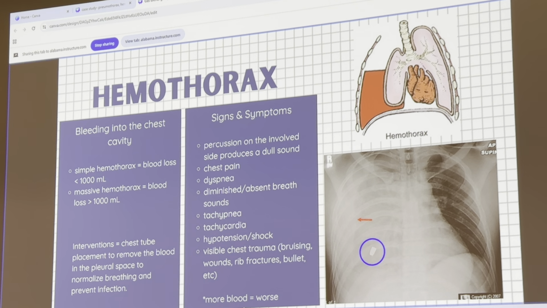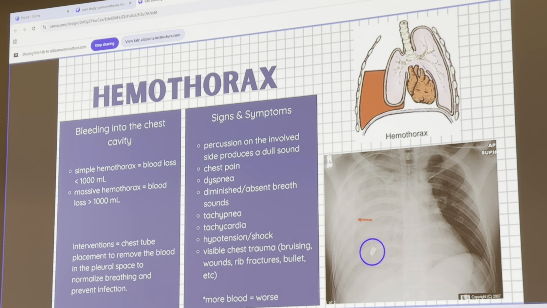You can also have other types of accumulation of different things within that pleural space that could cause a potential problem. So you can have an empyema, which is just infected pleural fluid. You could have a buildup of lymphatic fluid as well. So there's several different things that could build up to cause pressure in that intrathoracic cavity.